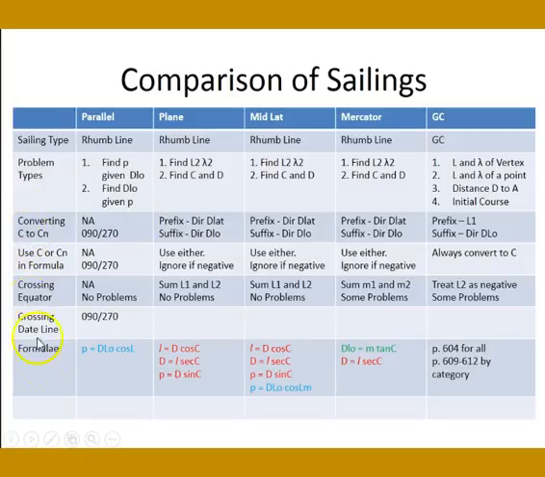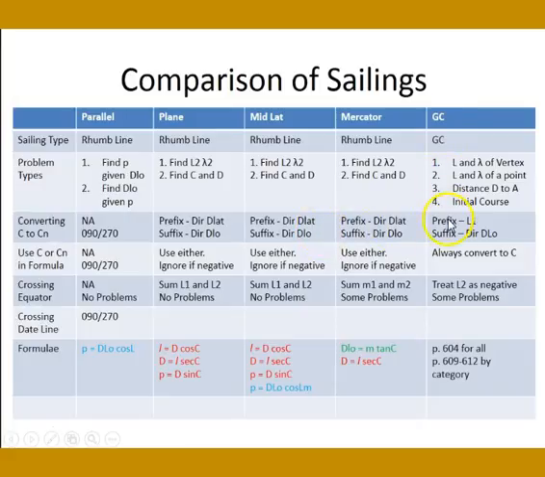Now, this table further goes on to talk about a few things. How do you convert C to Cn? I'll explain that a little bit more in the video, but it turns out that for parallel sailing, you're either going east or west, so there is no conversion. You just got to know if you're going east or west. For these three rhumb line sailings, the rules are the same. The prefix is going to be the direction of the change in latitude. The suffix is going to be the direction of change in longitude.